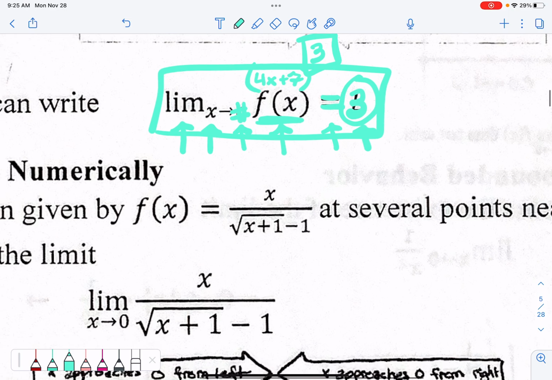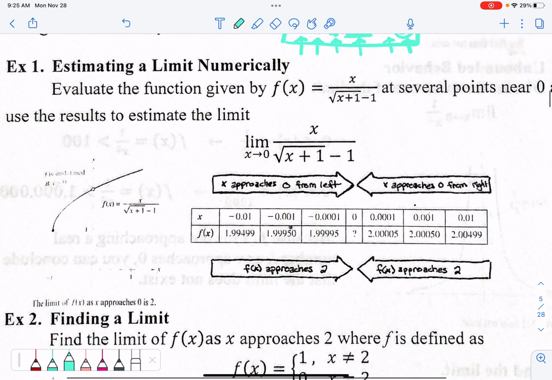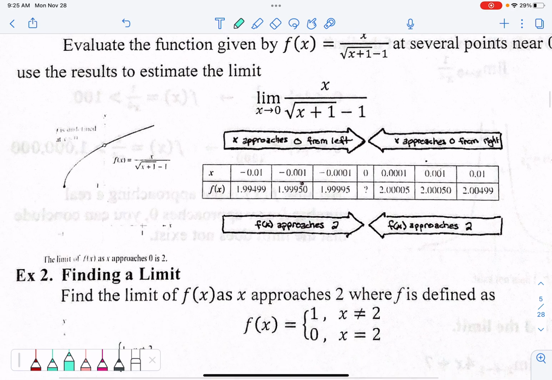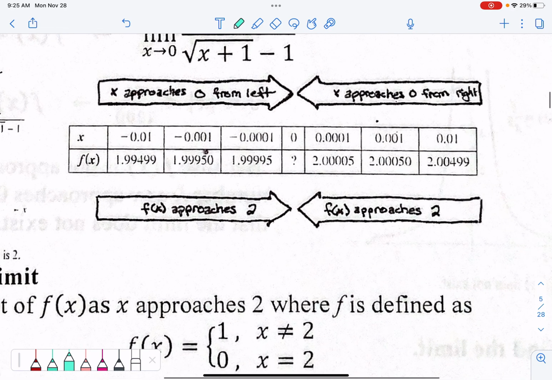All right, here we go. Let's look at another thing, all right? Evaluating limits, I'll look at the graph, and then we'll also look at the table here.